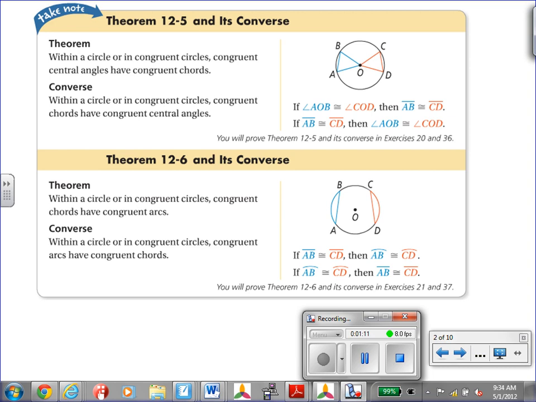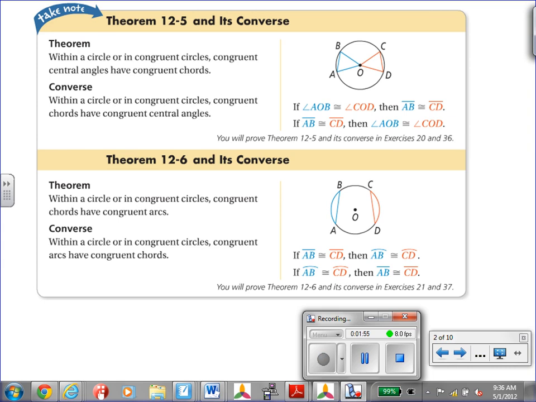Here's theorem 12.5 and its converse. It says that within a circle or in congruent circles, congruent central angles have congruent chords. So if these central angles are congruent, then chord AB and chord CD would also have to be congruent. Similar, except now instead of the arcs, the chords have to be congruent. And backwards, if you know that the chords are congruent, then the central angles have to be congruent as well. Again, if angle AOB is congruent to angle COD, then chords AB and CD have to be congruent, or you can flip the if-thens.